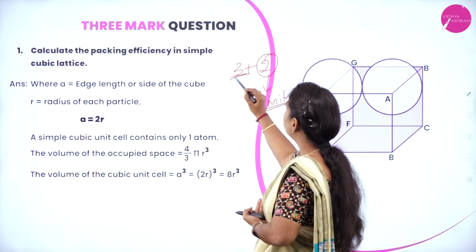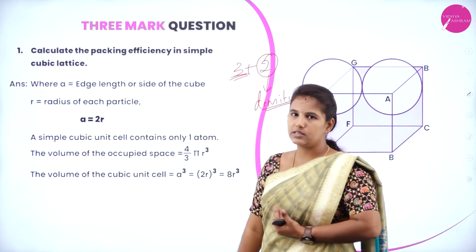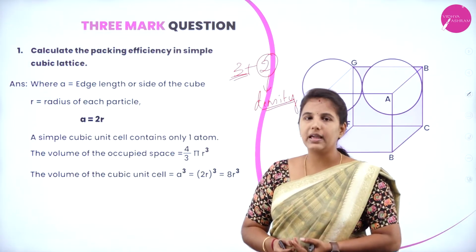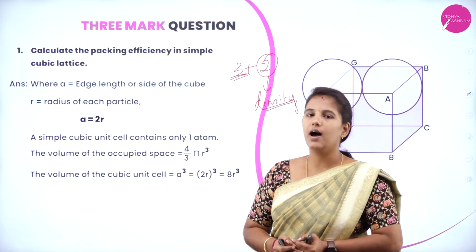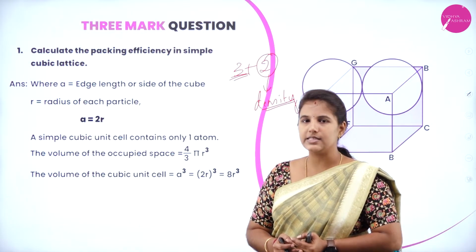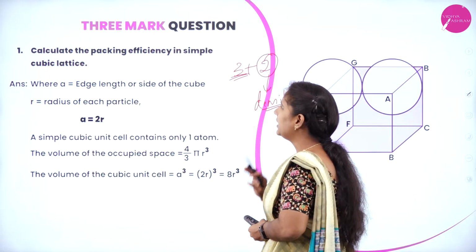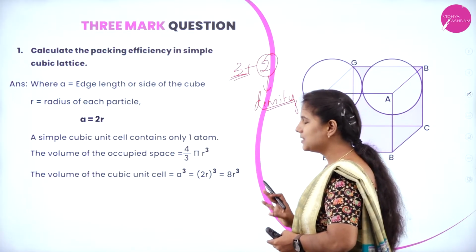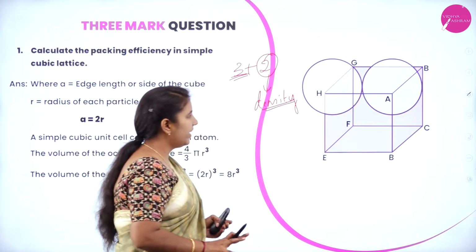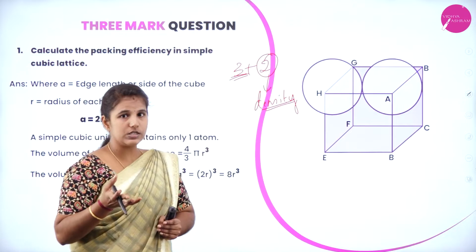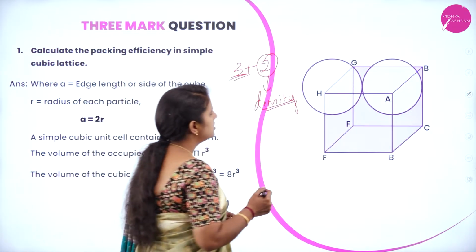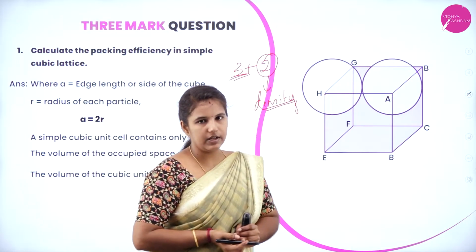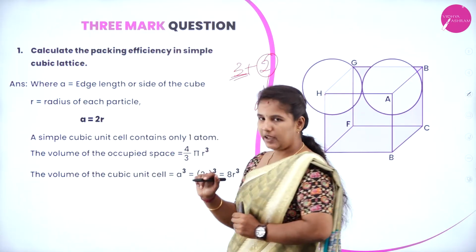We'll see how the 3-mark question will be asked. Hope you know that in the 3 marks, the packing efficiency derivation will always be asked. We'll see how to write it once again. Calculate the packing efficiency in a simple cube. If it is a simple cube, we know that there are 8 corners. These are the 2 corner particles which I have considered. We'll see how to derive the equation.